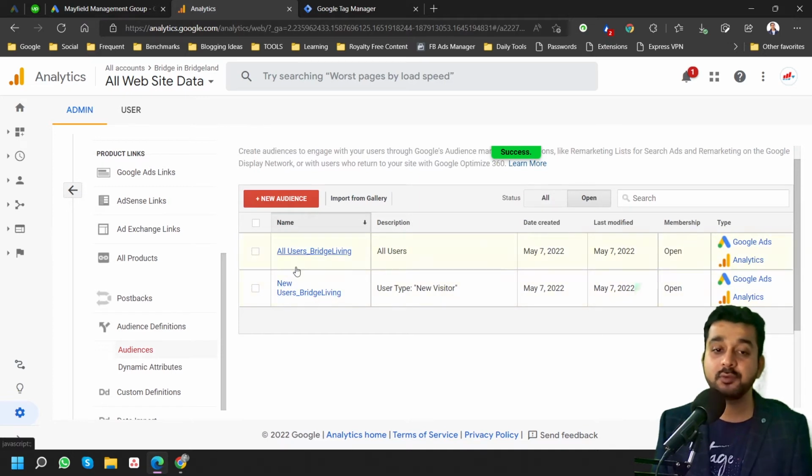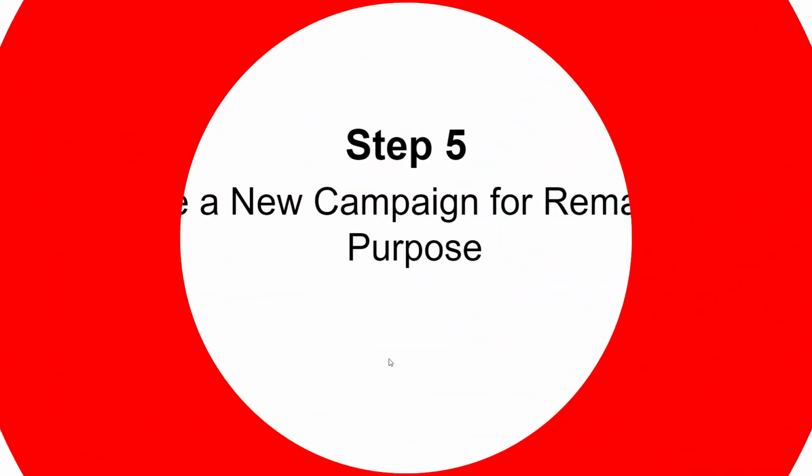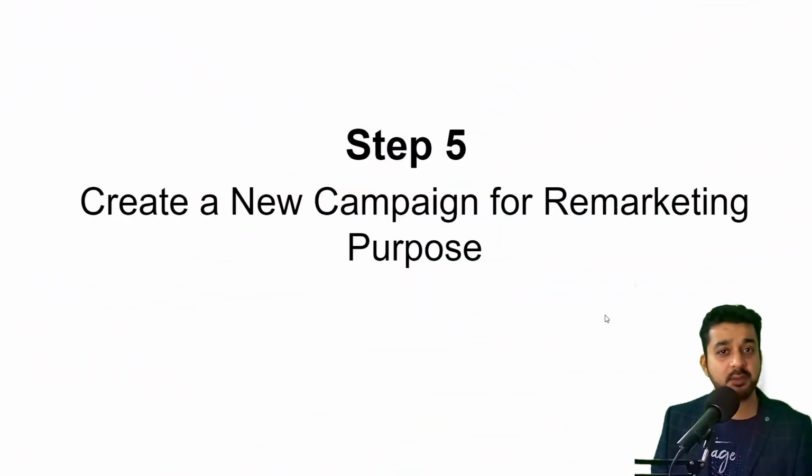So I have created two types of audiences here. One is all users and one is new users. So this way you can create audiences inside Google Analytics and publish them for both Google Analytics as well as Google Ads account. Now let's move to our next step. The basic setup and everything is done. Now we can finally create a new campaign for remarketing purposes.